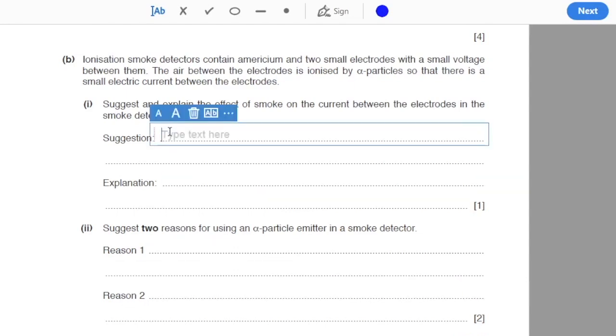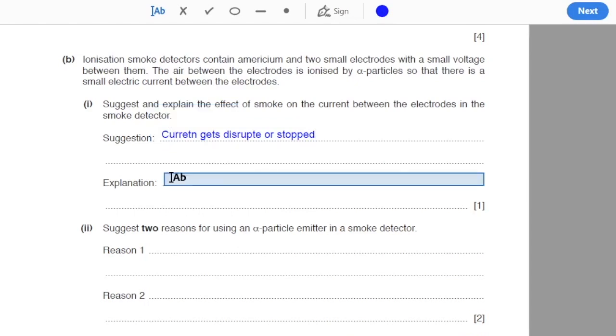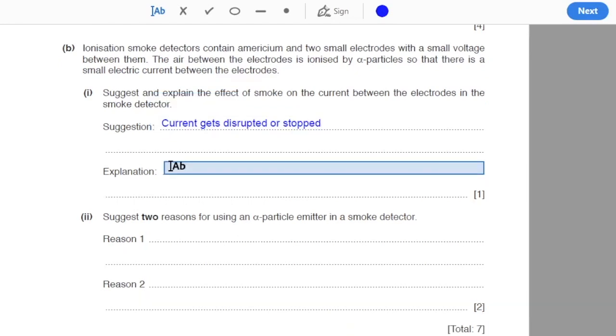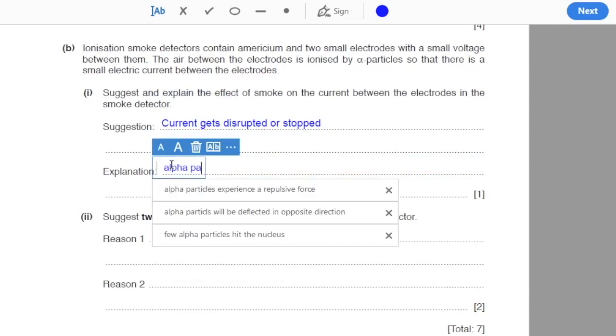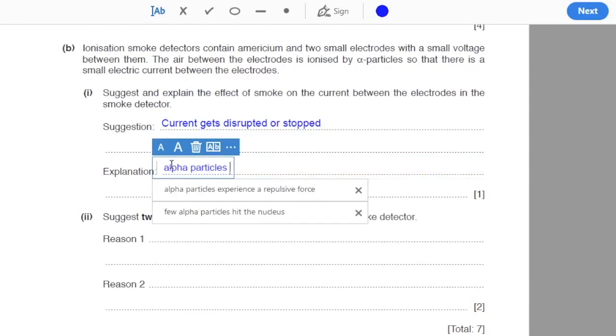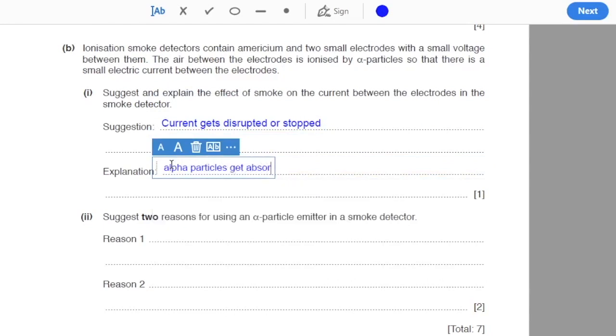The suggestion is that current gets disrupted or stopped, and the explanation to it is alpha particles get absorbed by smoke which enters. Okay.